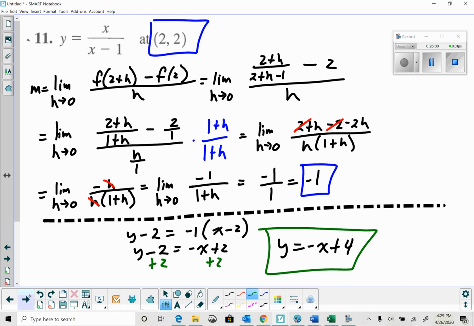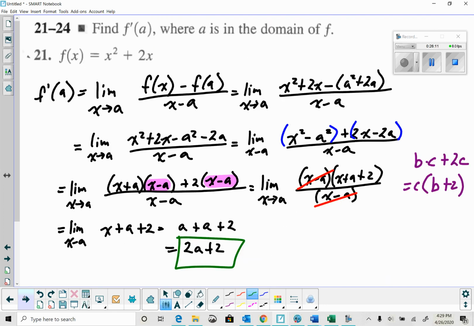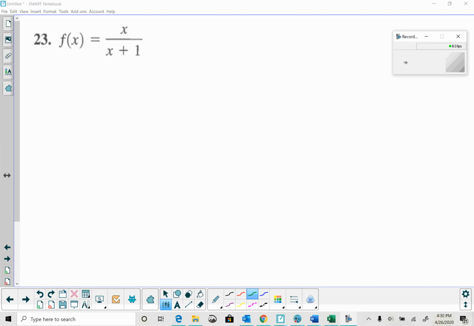So here we got a number for the slope of the line. We use that number to come up with the equation of the line. Here we came up with the value. In this case, we're looking for the expression, basically a new function. So starting with this function, f of x is equal to x squared plus 2x, the derivative of that function becomes f prime of a is 2a plus 2. All right, I know, lots of questions.